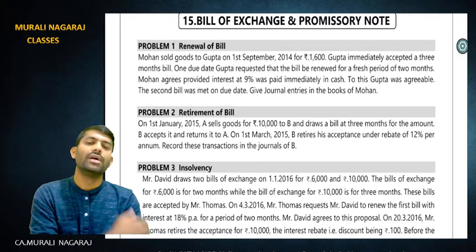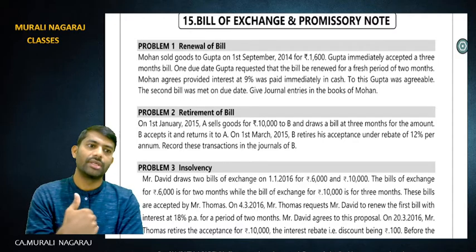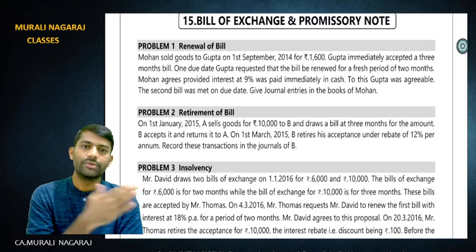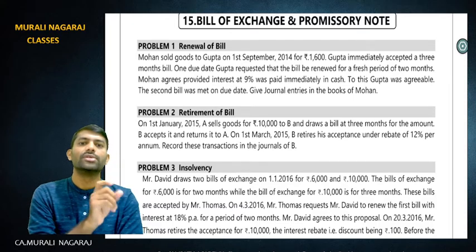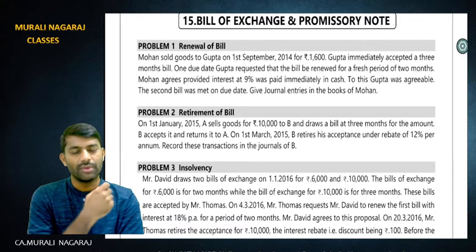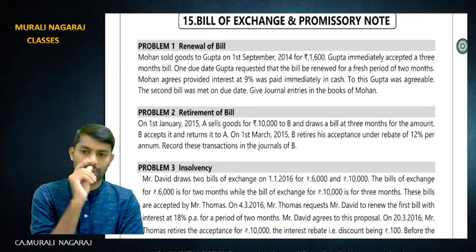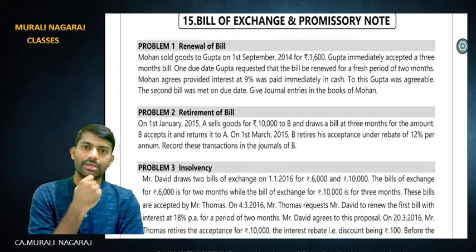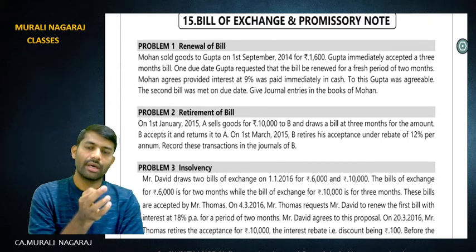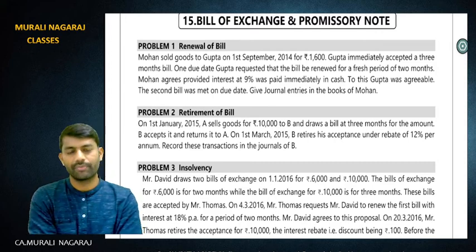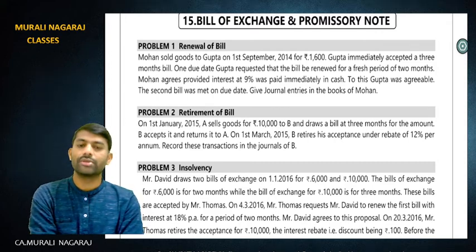Retirement of bill means paying in early. So the bill period is 3 months, but you are paying in 2 months itself. That means you are paying 1 month early, so you are eligible for 1 month discount. That is, 1 month's interest will be eligible in the form of discount. That's what we get on this discount. Since you are retiring early, it's like prepayment. Correct? So based on that, we will solve the problems.